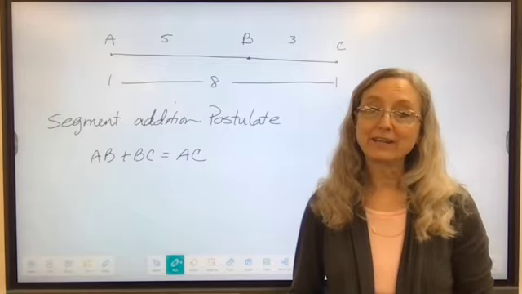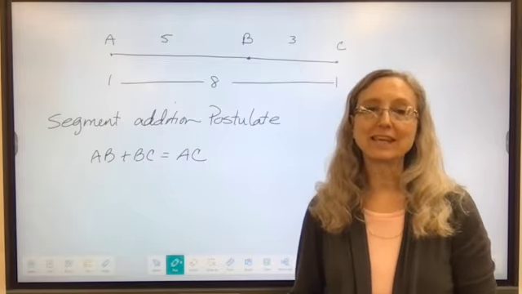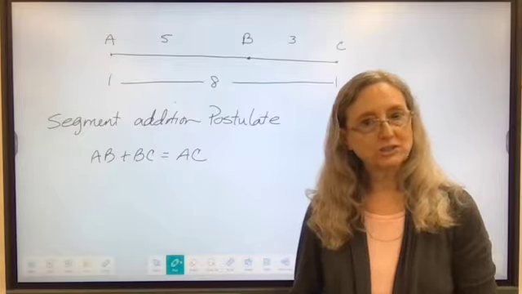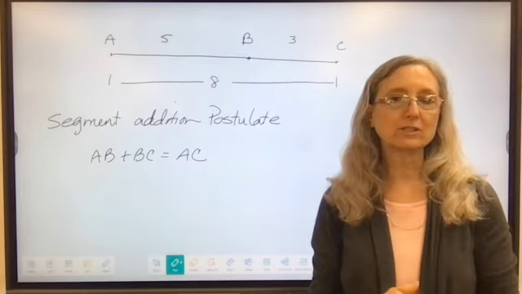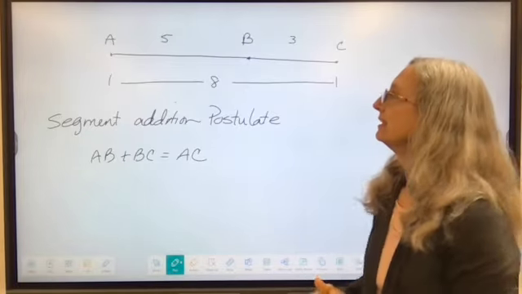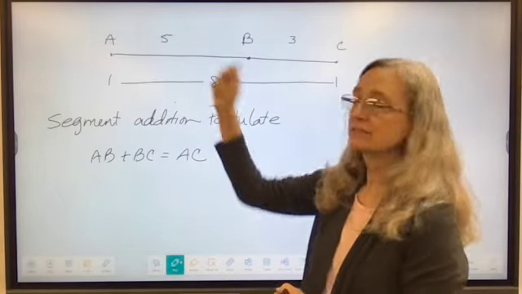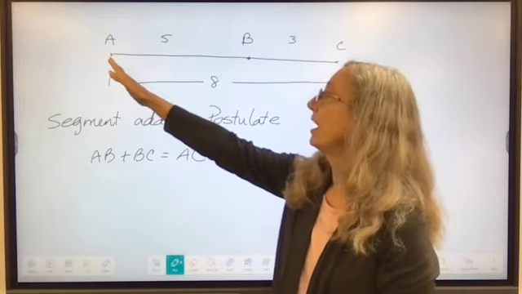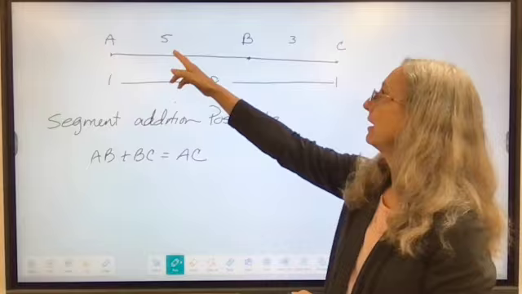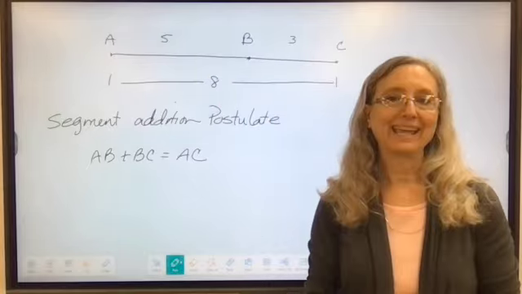Okay, let's talk about another postulate. This is called the segment addition postulate. So I have drawn this big segment. It has 3 points on it, A, B, and C. The length of AB is 5. The length of BC is 3. So AC is 5 plus 3, or 8.